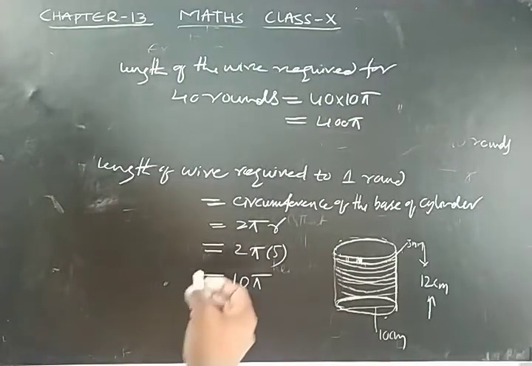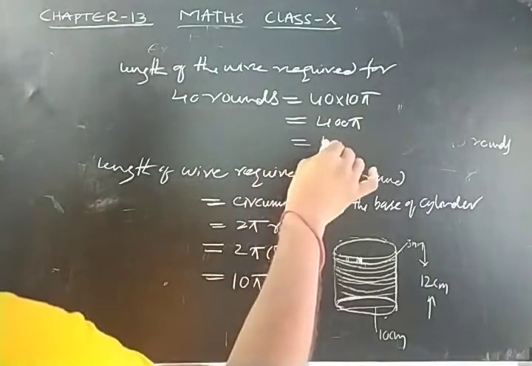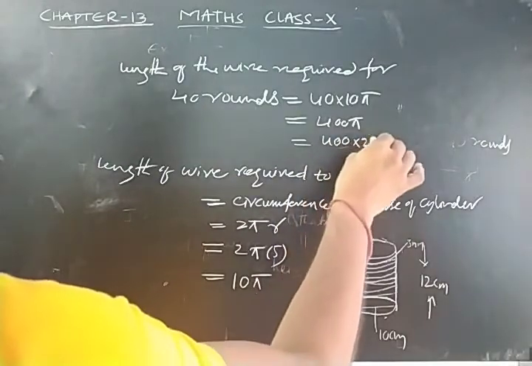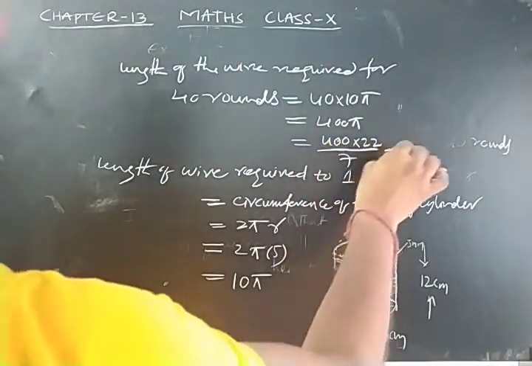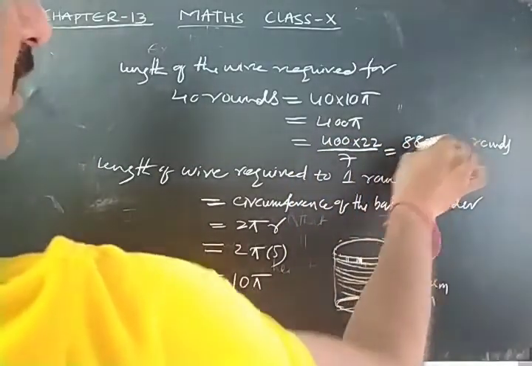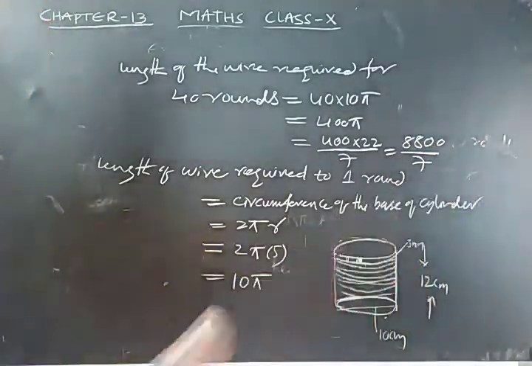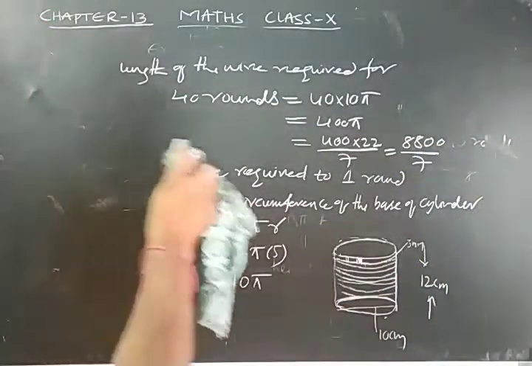400 pi we can write as 400 into 22 by 7. That is equal to 8800 by 7, which is the length of the wire. I got the length of the wire here.